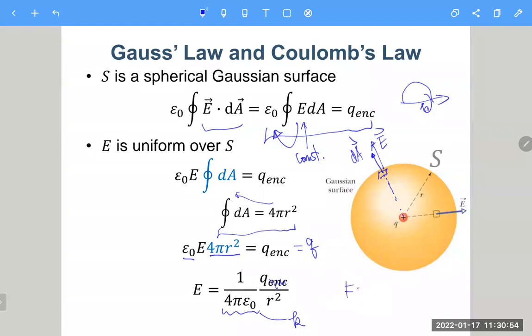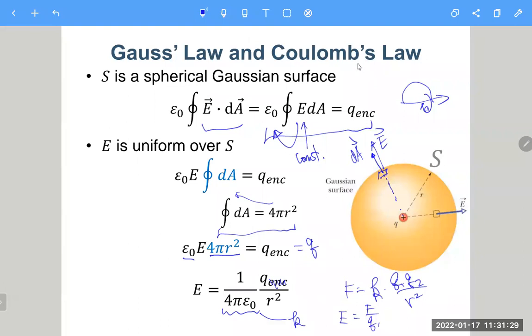In Coulomb's law, we know F equals K times Q1 Q2 over R squared. And according to the definition in chapter 22, we know E equals F over Q1, or Q0, depending on how you call the two charges. So one is Coulomb's law, one is the definition of the E field, and we actually get the same result. So Gauss's law is compatible with what we have learned before.